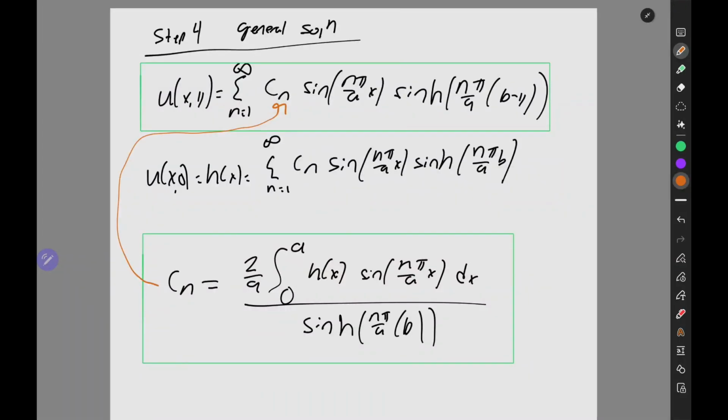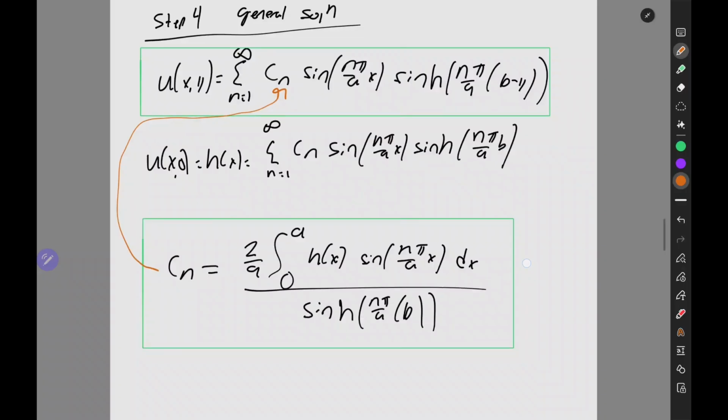Alright, I made a bit of a mistake. I'm going to edit this into the video quick. Whoops. Here when you're looking at this, I forgot to do the u(x,0) equals h of x thing to plug in 0 for y. When you do that, you're left with the sinh of b. So you have to divide that by sinh. You're solving for sinh times the c sub n times sinh. So then you divide by the sinh, which leads you to this. So I forgot about this.